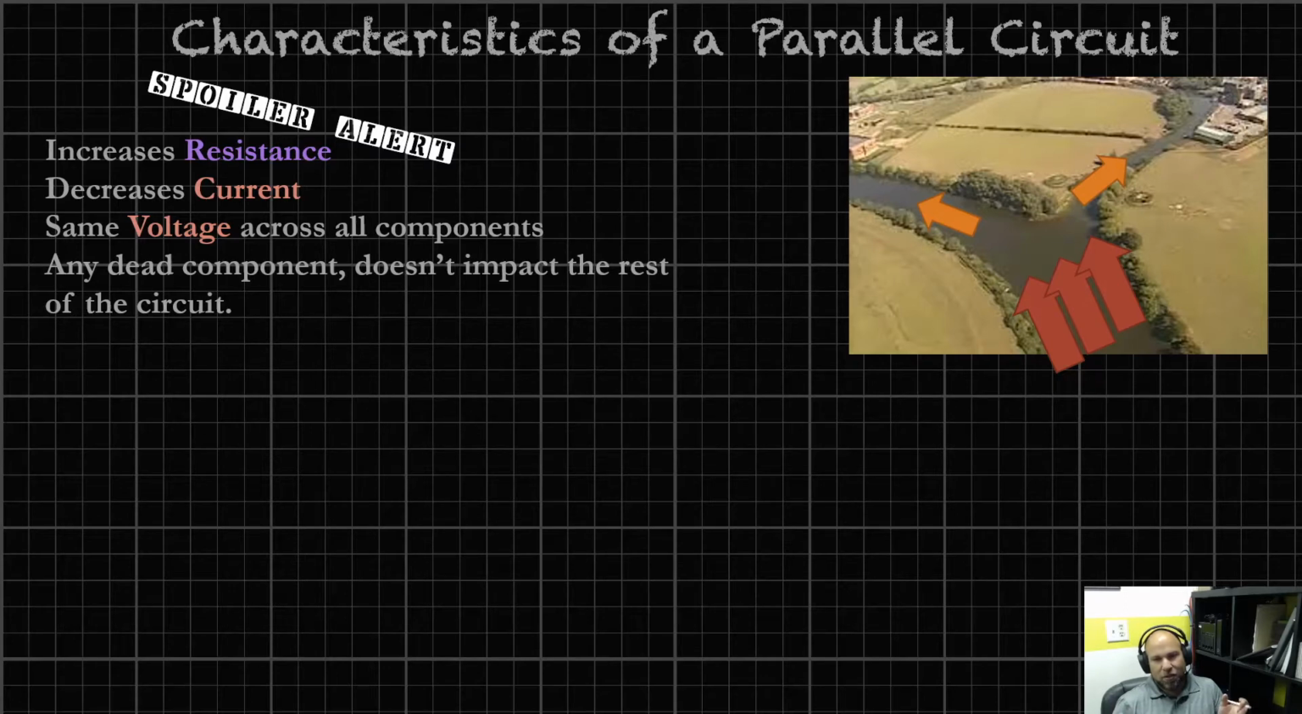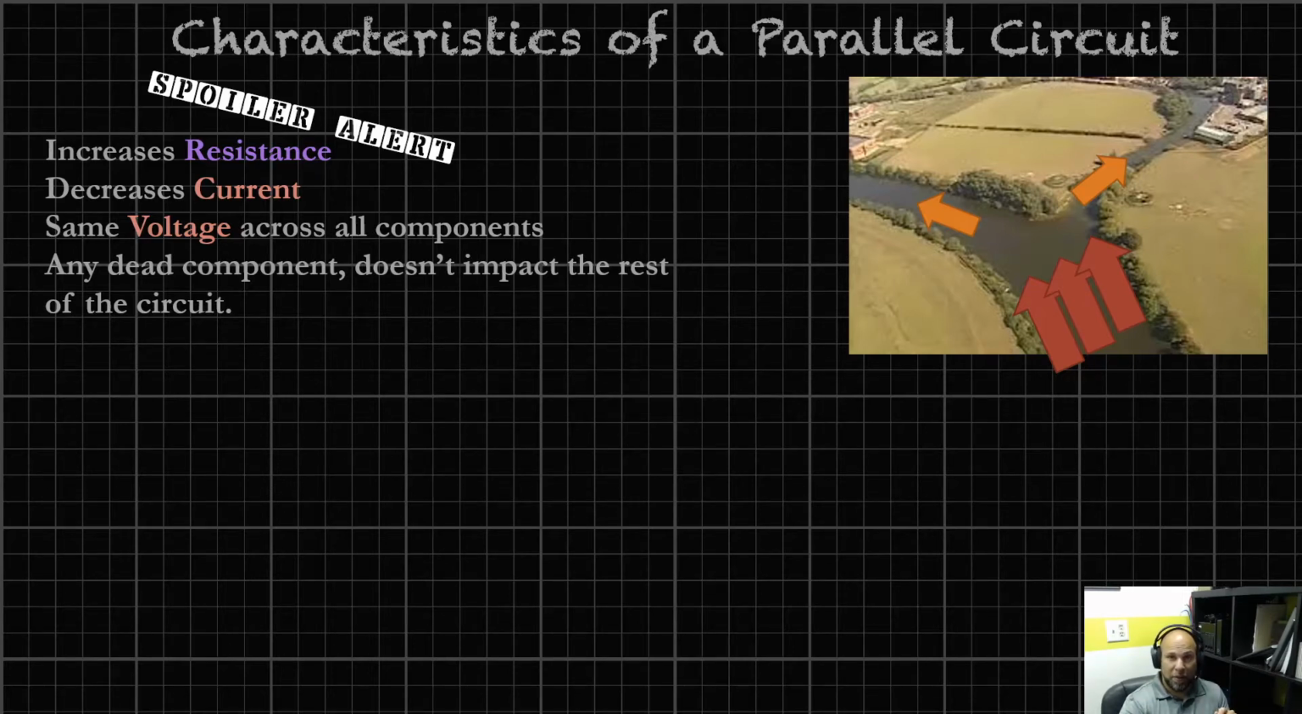Now, they may be smaller or larger river sizes, tributary sizes. I'm not an aquatic specialist. There might be bigger or smaller paths of water. So there might be less or more flow, less or more quantity of water, but the force feeding into those tributaries is all the same. Same as with the parallel circuit. Same amount of voltage across all components in a parallel circuit.